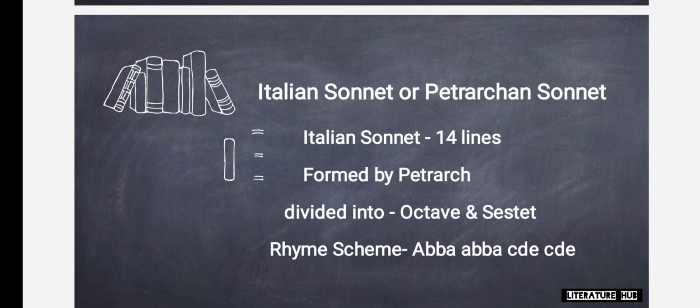So what is an octave? The first 8 lines of a sonnet are called the octave and the remaining 6 lines are called the sestet. The octave contains two quatrains, meaning each stanza has 4 lines, equal to 8 lines, and the sestet contains two tercets or sometimes 3 couplets, meaning each stanza has 3 lines in a tercet. So the Italian sonnet rhymes as A B B A A B B A C D E C D E. This is the rhyme scheme of the Italian or Petrarchan sonnet.